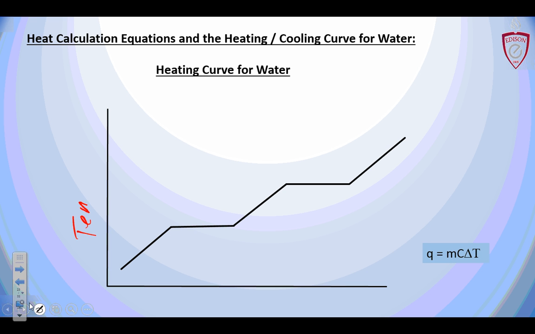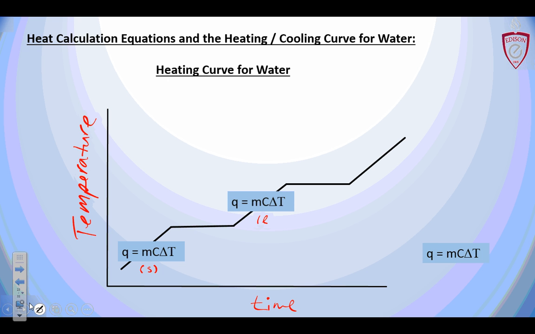So the first equation we're going to look at is the MCAT. Now remember, the MCAT we use specifically when the temperature is changing. And looking at this curve, I see 3 spots where the temperature is changing: when you have a solid present, when you have just a liquid present, and when I have just a gas. So remember, these equations are going to give you some sort of change in temperature.